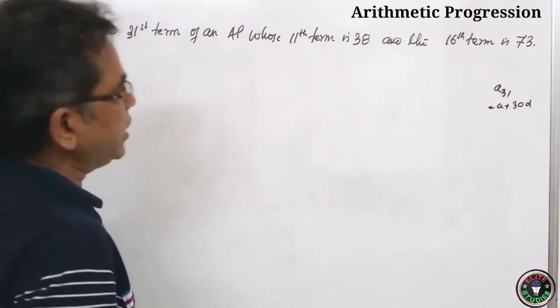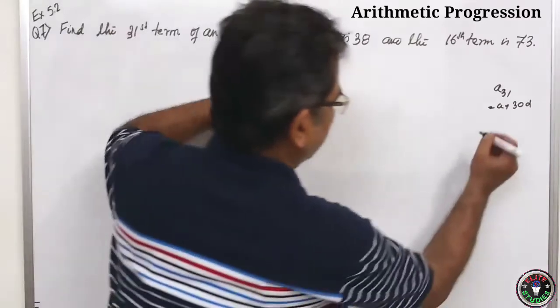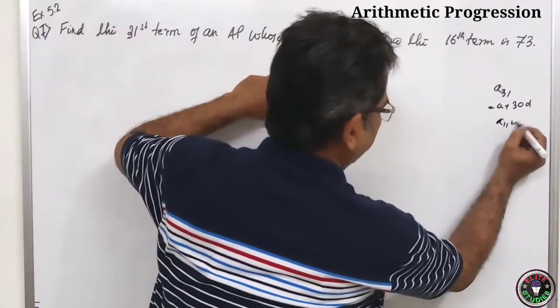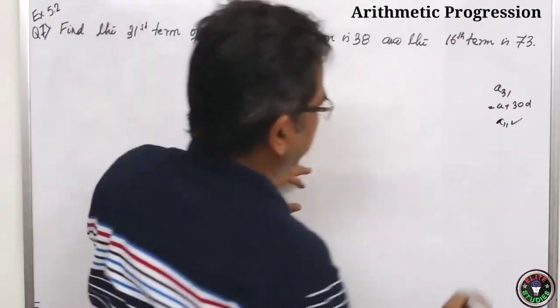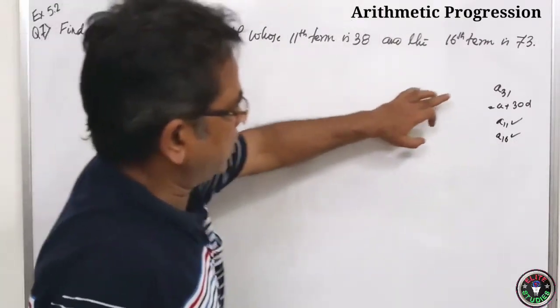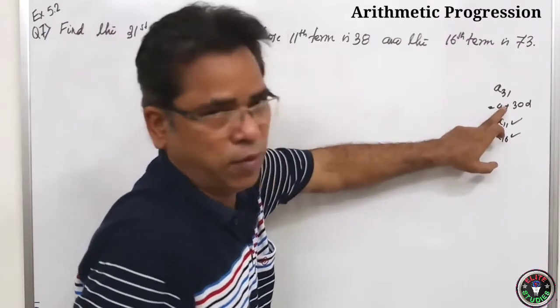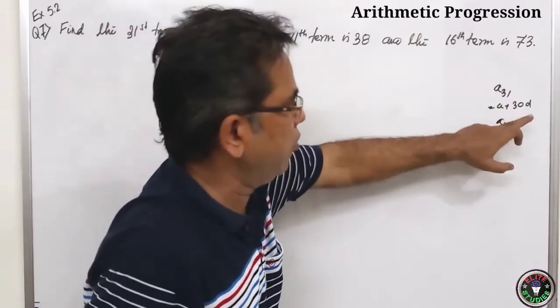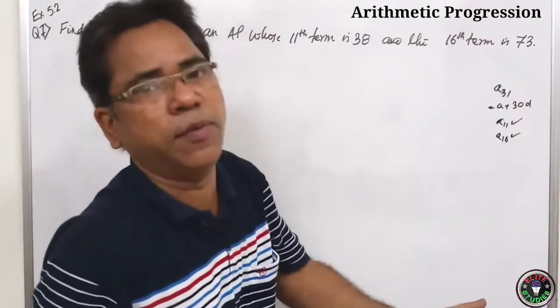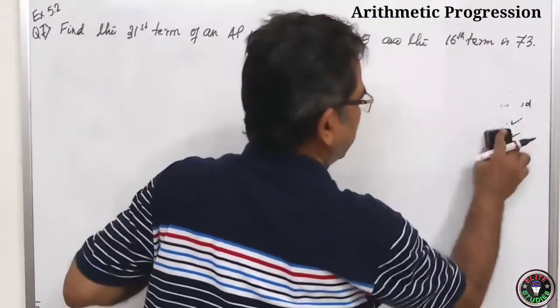But what has been given? Instead of the AP, they have given the 11th term, and the 16th term has also been given. Now you have to find the 31st term. So from these two given quantities, we will find the values of a and d, and after getting them, we will put them in this equation and get the value of a31. So this is the formula behind it.